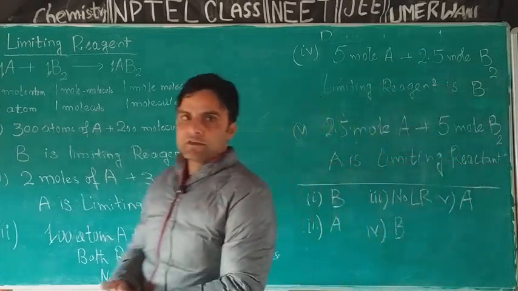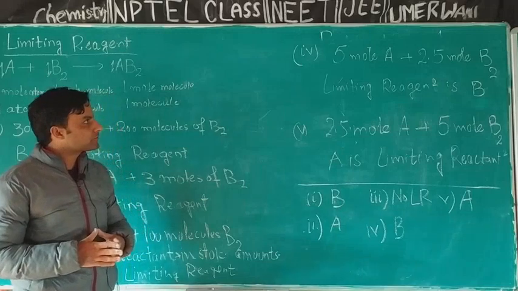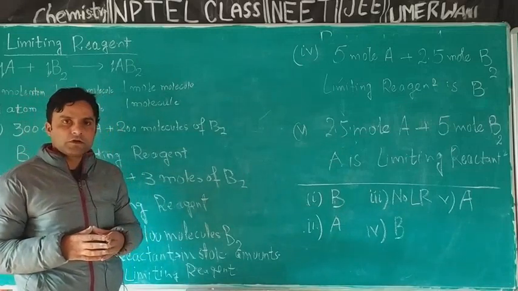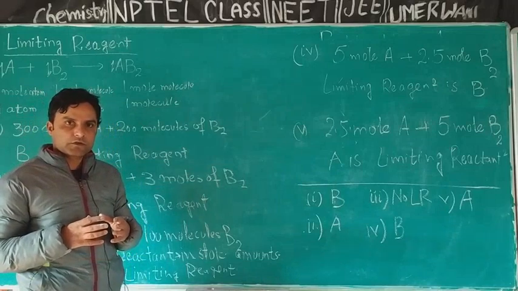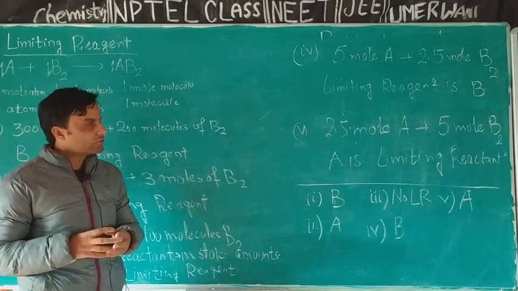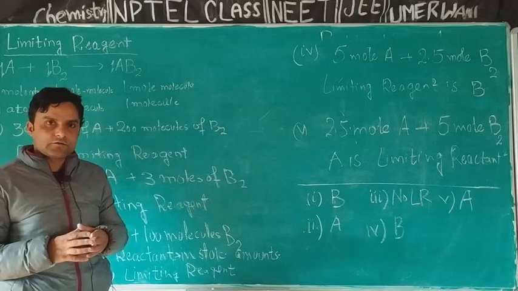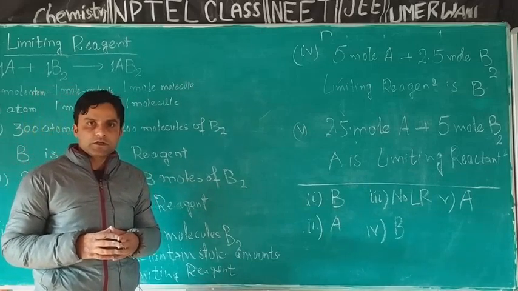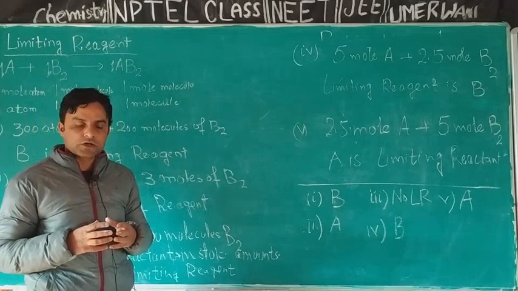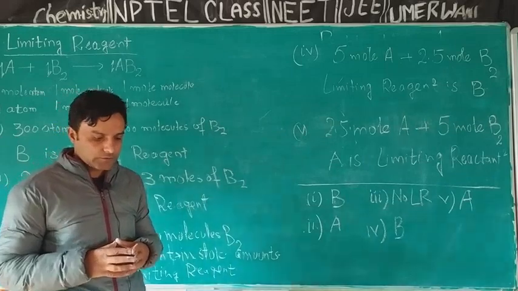Now I will summarize this problem for you. This problem is from the Chemistry class 11th NCERT book. It is based on the concept of limiting reagent. I said the limiting reagent or limiting reactant is the reactant whose available amount or quantity is less than the stoichiometric amount or stoichiometric quantity.